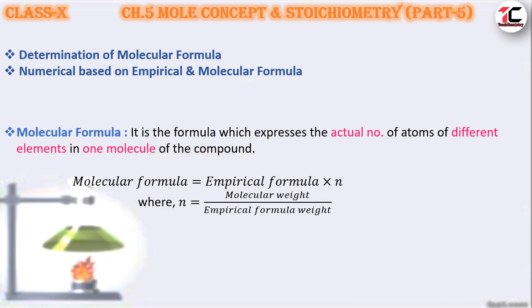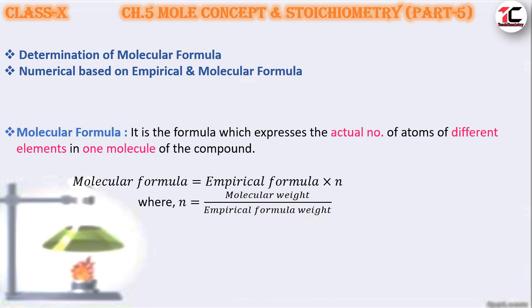How can we find the molecular formula? Molecular formula is equal to empirical formula into N. Here N is the factor. How can we find N? We can find N by dividing molecular weight by empirical formula weight.